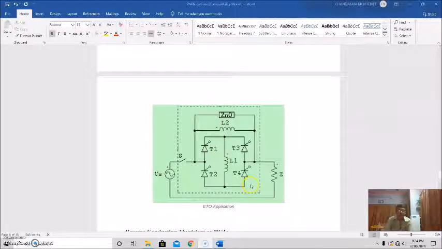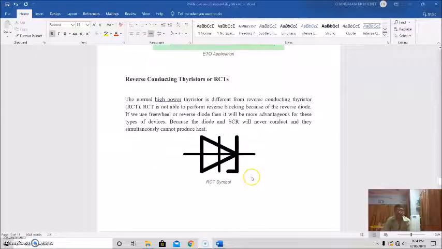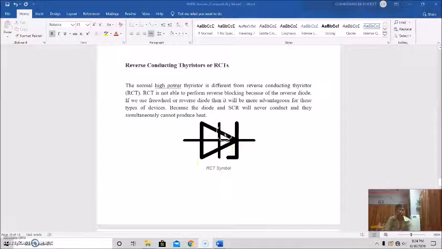Now we'll talk about reverse conducting thyristors, or RCT. The normal high power thyristor is different from reverse conducting thyristors, and RCT is not able to perform reverse blocking because of the reverse diode. If we use a freewheeling or reverse diode, then it will be more advantageous for this type of device, because the diode and SCR will never conduct simultaneously. So this is the symbol of RCT.